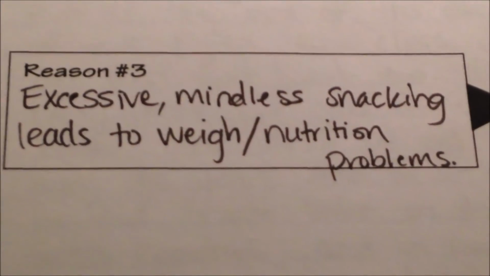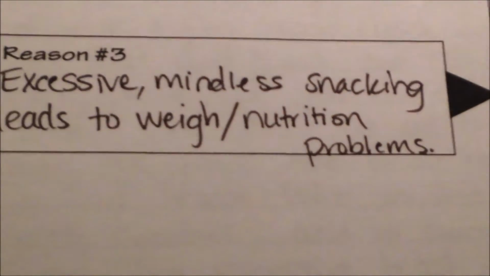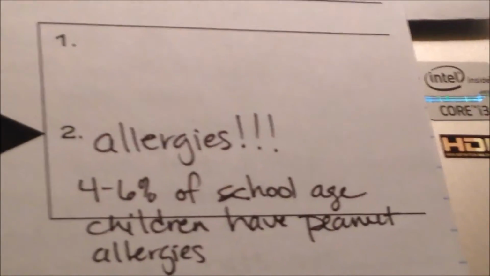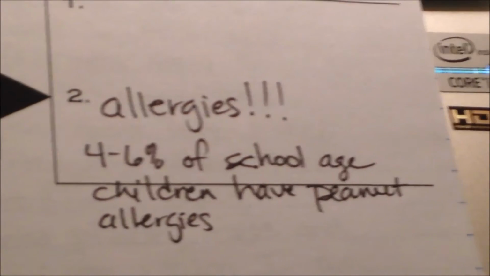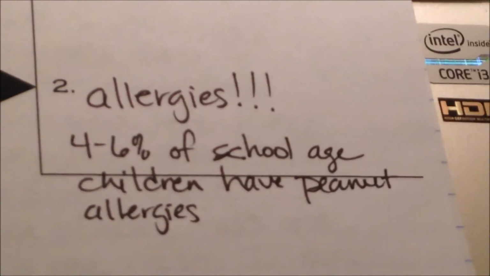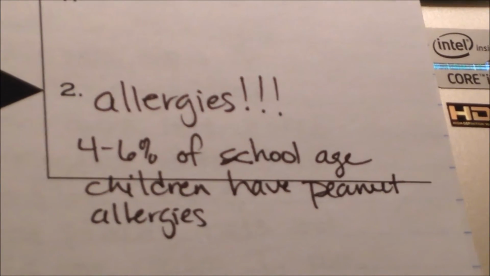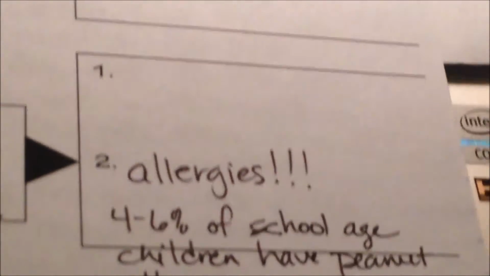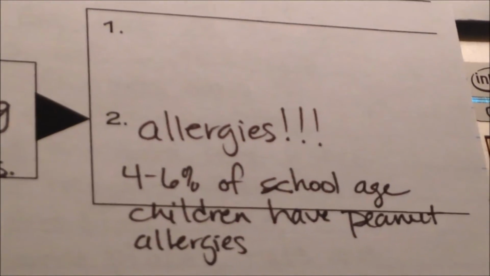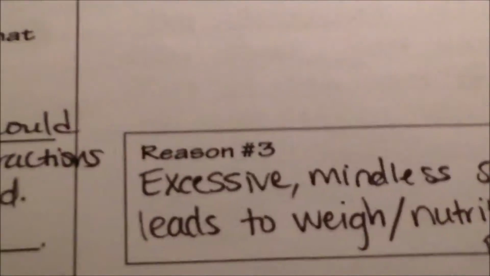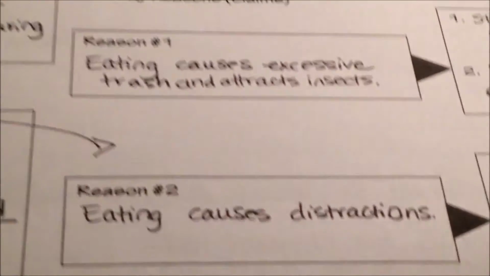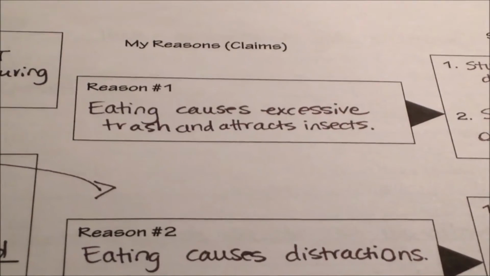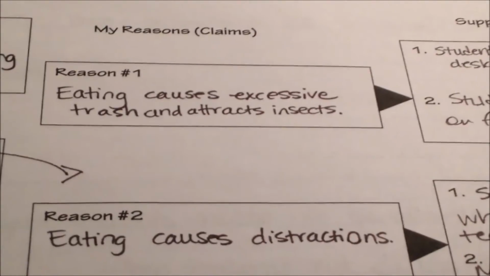And then back down here to my excessive snacking leads to weight and nutrition problems. I don't have a first point there, but the second thing I put allergies and a bunch of exclamation points. 4 to 6% of school-age children have peanut allergies, and that could really be a problem in the classroom if you think about it. All right, so the next thing we're going to do is change this into a paragraph. Let me show you how I did that.